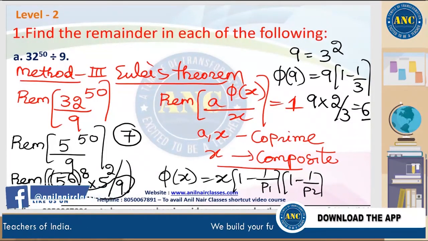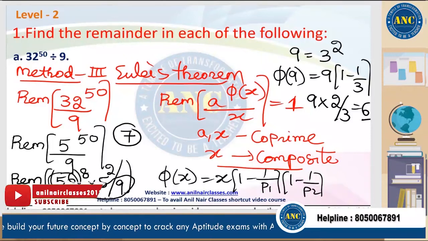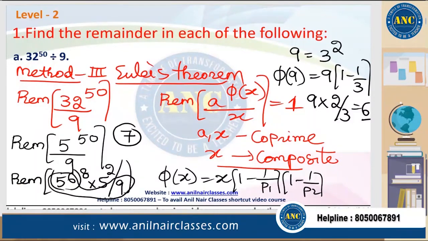Obviously there will be a difference of 30 to 40 marks. 5 power 50, Euler's theorem. First question, three methods I solved it. Second, I will make you habituated to how to look at the answer options as we proceed.